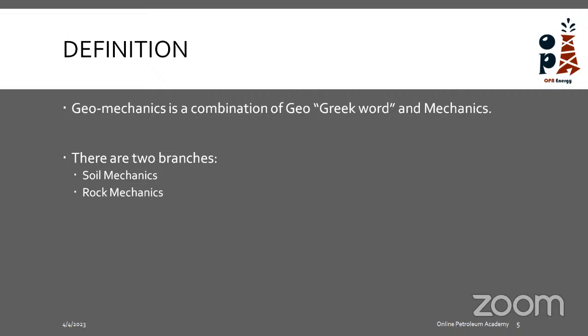which deals with the rocks as a surface, and this is usually applied in civil engineering. And the other branch, which we are interested in, is rock mechanics. Rock mechanics is the branch we deal with in petroleum engineering, because it deals with the rocks below the surface. And for simplification, we use reservoir geomechanics instead of the term rock mechanics. So rock mechanics is the same as reservoir geomechanics.